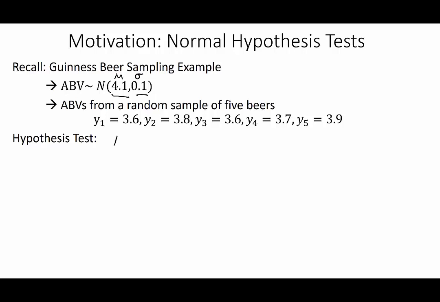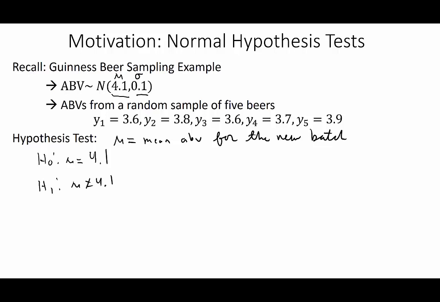So the hypothesis test we set up in this situation was we defined mu to be the mean ABV for the new batch of beers that was coming off. And our hypothesis test was mu equal to 4.1, the value you'd expect under the status quo assumption, versus mu not equal to 4.1. So the way we performed this test was we start off with defining z as our primary test statistic. So z was the sample mean of the 5 observations minus the mean you'd expect under the null hypothesis over sigma over the square root of n. Now, in this situation, we plugged in the known values for sigma and n.